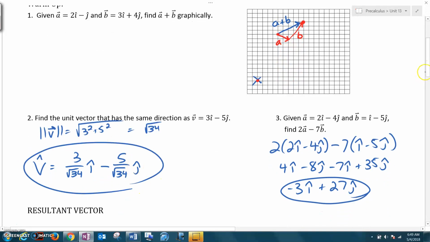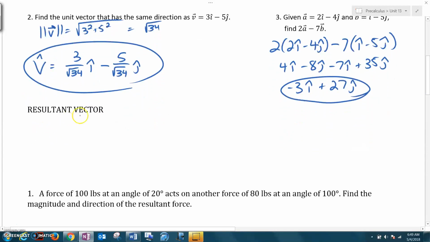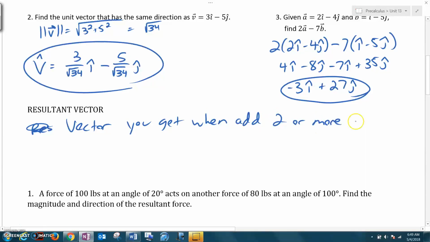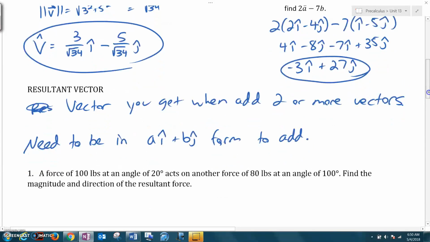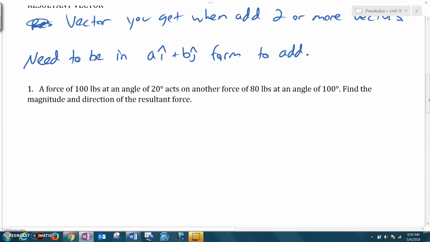Alright, now let's talk about a resultant. A resultant vector is the result, or the vector, let me just say the vector you get when you add 2 vectors or more. I guess 2 or more. That's why it's called the resultant vector. It's the result. Now you need to be in AI and BJ hat form to add and subtract. Okay, so you have to be in that form to put vectors together. So let's talk about this.